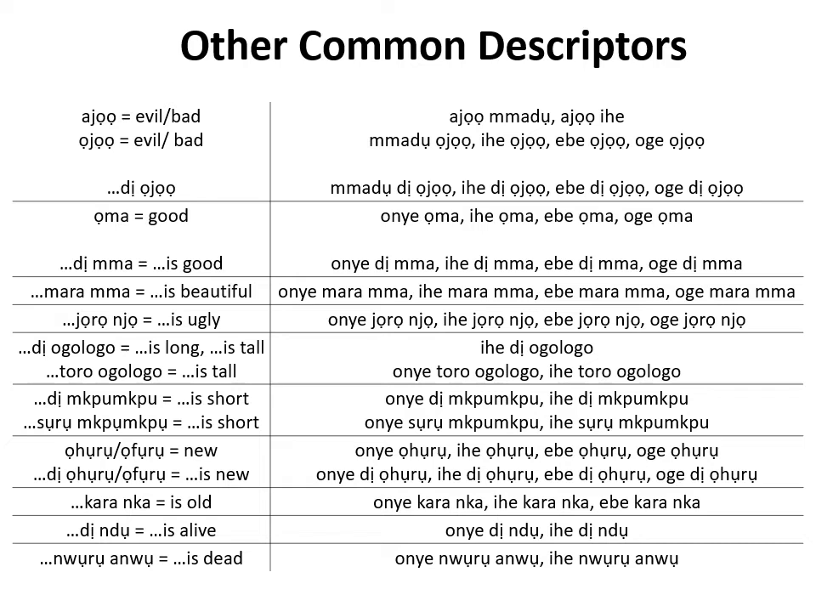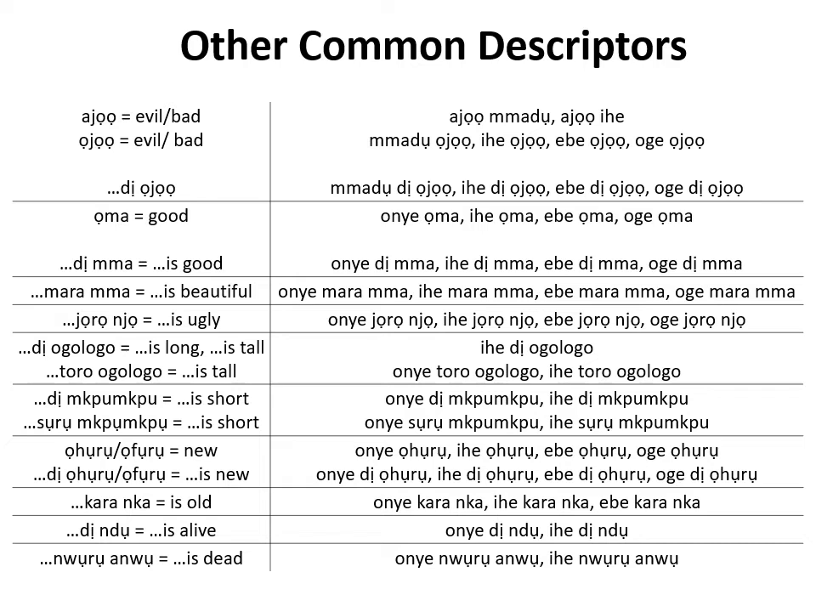The opposite of that is de mpumpu, is short, or soro mpumpu. And de mpumpu we can use for people or things, so we can say onye de mpumpu or ihe de mpumpu. And then sorumpumpu we can also use for people or things. So we can say onye sorumpumpu or ihe sorumpumpu.